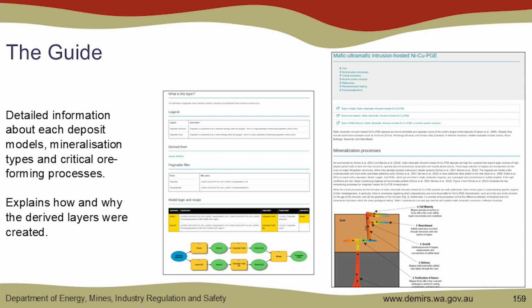The guide also explains the how and the why we derived certain layers and how everything was created. So this is an example of one of the layers in our pegmatite system. What is this layer? The legend, where we've actually taken the data from, any filters that we've used and applied to that data, and then what we call our model logic and recipe. So this is basically the query that we have plugged into ArcGIS and the model builder, so you can see exactly how we've done it.